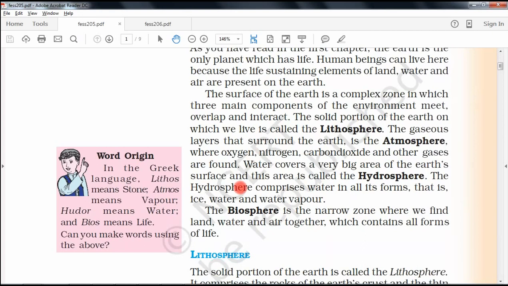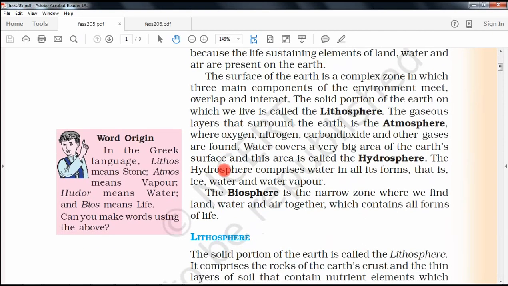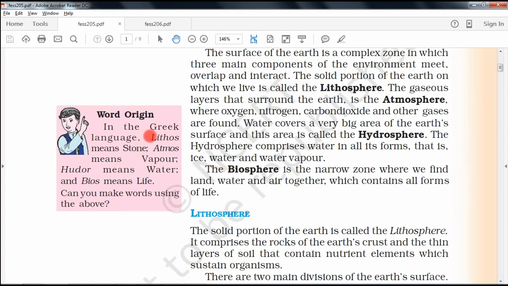So where do these words originate from: lithosphere, atmosphere, hydrosphere, and biosphere? It shows here, it's from the Greek language. Lithos means stone, atmos means vapor, which represents air. Hydor means water, and bios means life. So based on these meanings, the domain names are given.